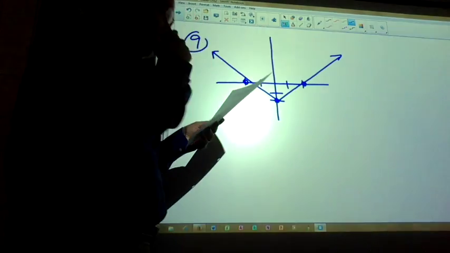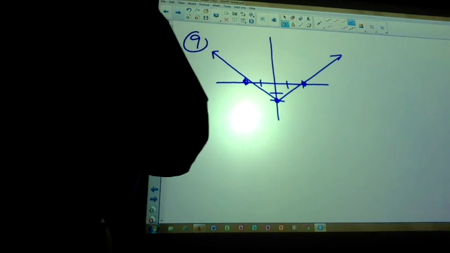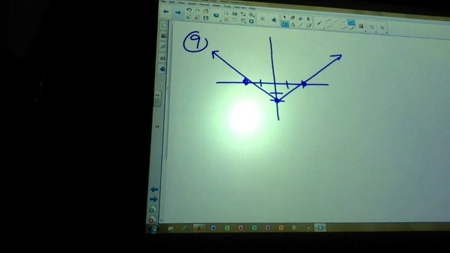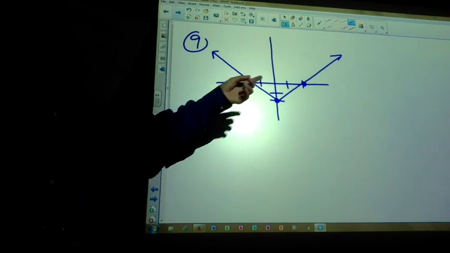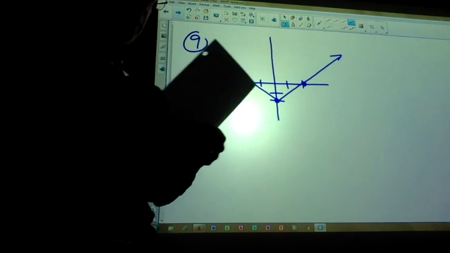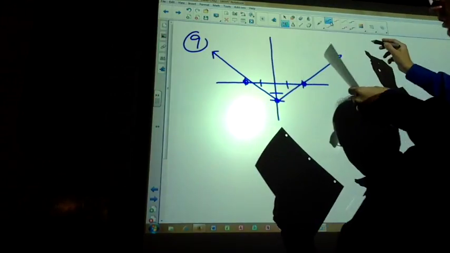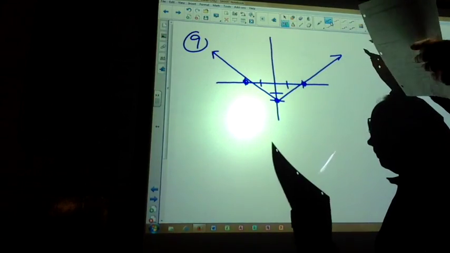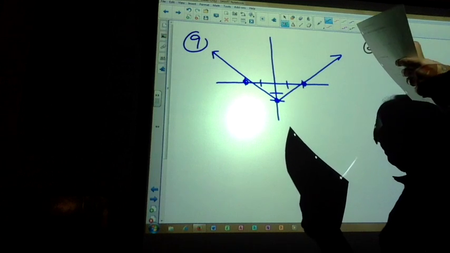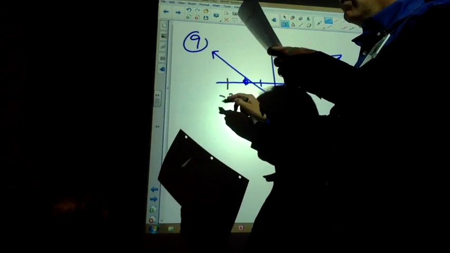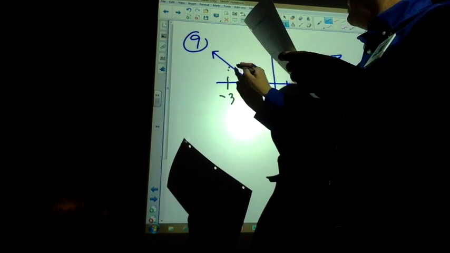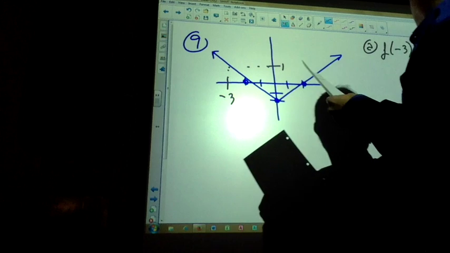Anyone know what kind of graph this is? The one before is actually a parabola, so second degree, so x squared. This is an absolute value graph. Okay? Absolute value graph. You're not really expected to know that yet, but we'll get there. So letter A, what is the function at negative 3? That's 1? Sweet.